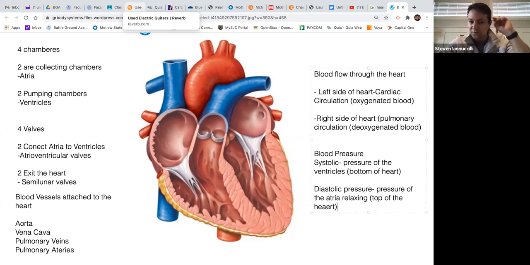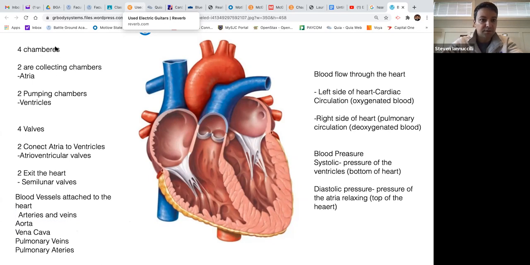So that's what we want to get done now. It's a lot of information, but we're going to get through it just fine. And also in blood vessels, we want to talk about arteries and veins and the difference between them. All right, so let's get cracking.